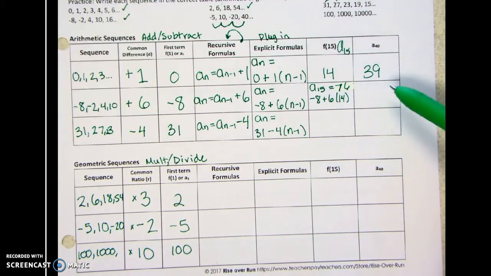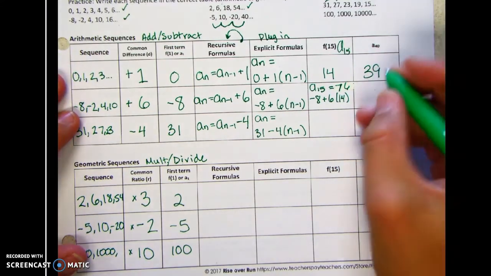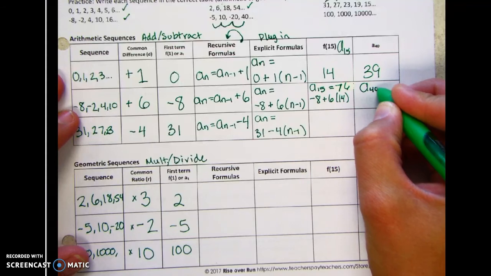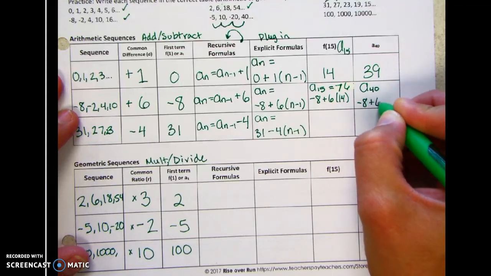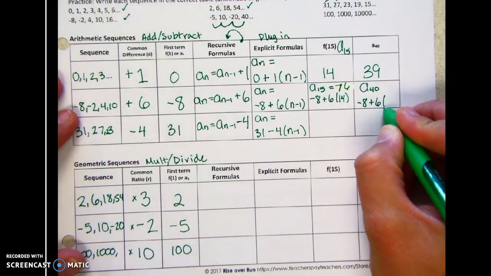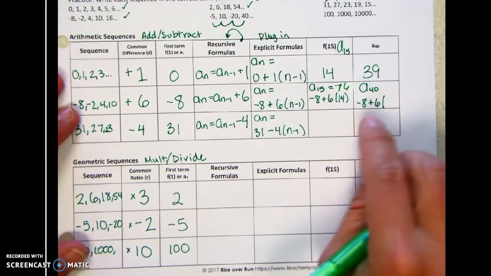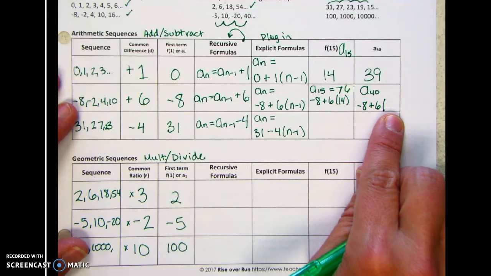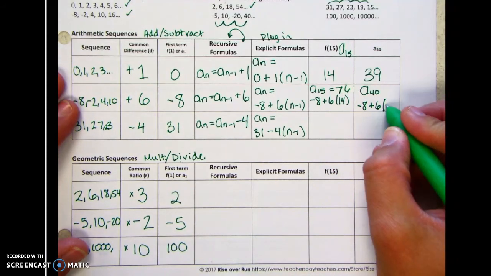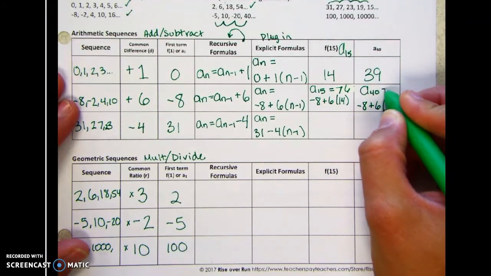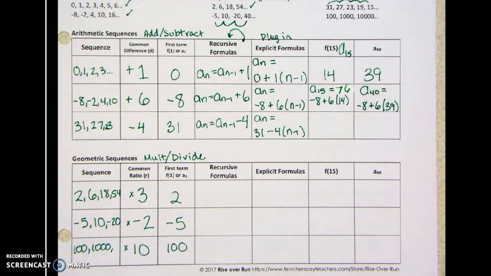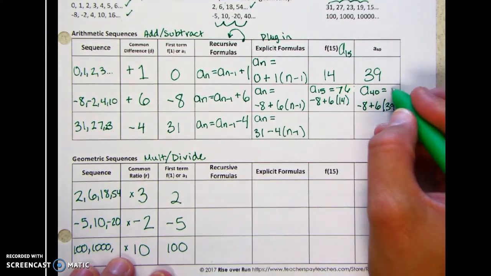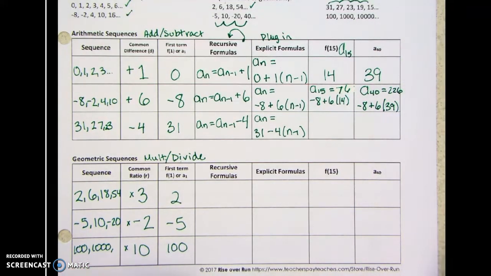What about a sub 40? A sub 40 will be -8, but then you need to add 6, not 40 times, because -8 counts as the first number. So we're going to add it 39 more times. So in your calculator, if you want, -8 plus 6 times 39, 226.